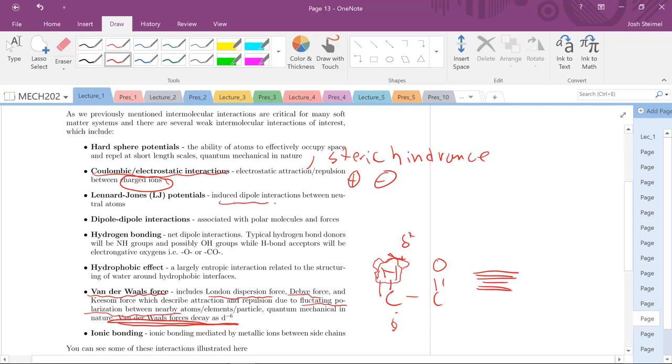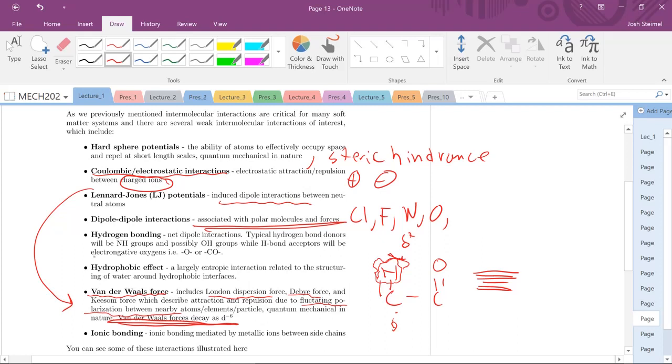Lennard-Jones potential is about induced dipoles, very similar, chemists will hate me, to your van der Waals interactions. Dipole-dipole interactions are polar molecules and forces. So if you see chlorine, fluorine, nitrogen, oxygen, electronegative elements, the red flags go up. These are going to cause intermolecular interactions to occur along your polymer chains.